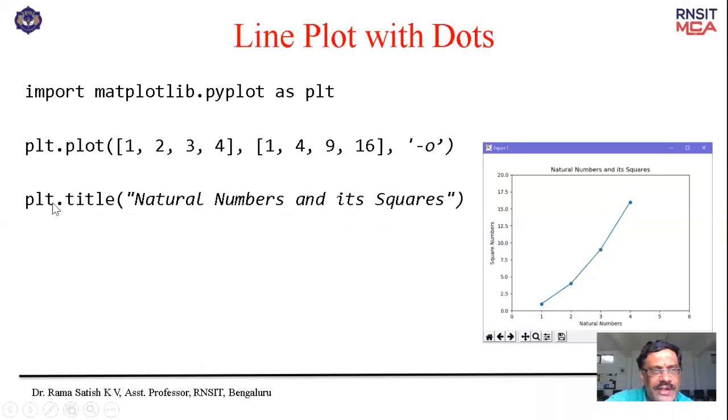And you are giving the title, plt.title is equal to natural numbers and its squares. Yes, you are getting it here. Look at here, you are getting natural numbers and squares.